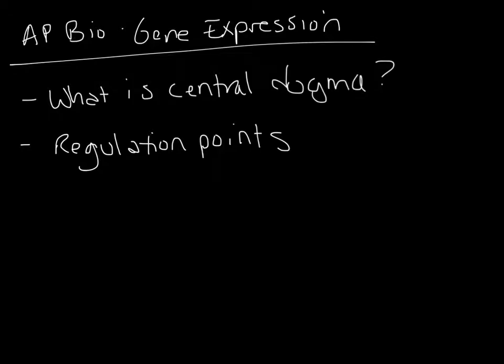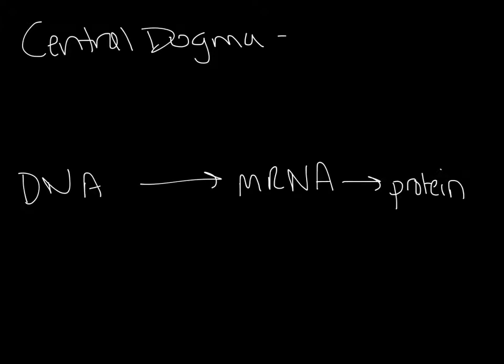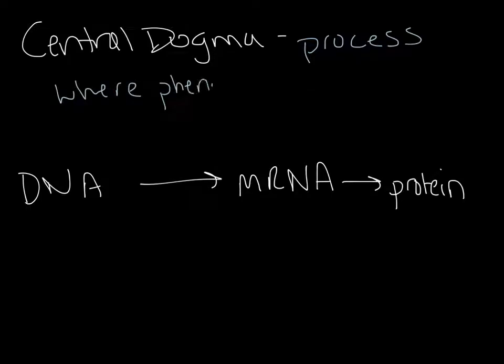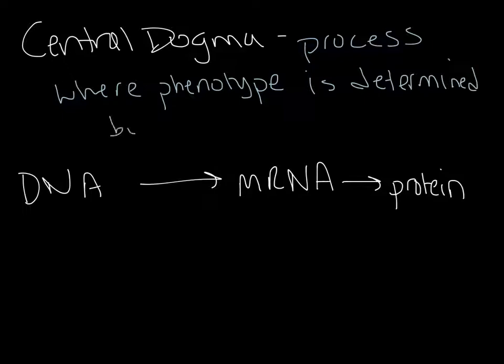Today we're going to be talking about gene expression, so we're going to focus on two central ideas: what is the central dogma, and regulation points. The central dogma is a process where your phenotype, or what your physical features look like, is determined by your genotype.